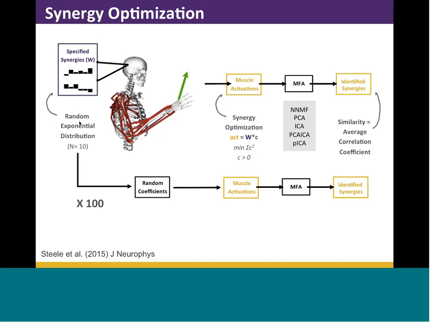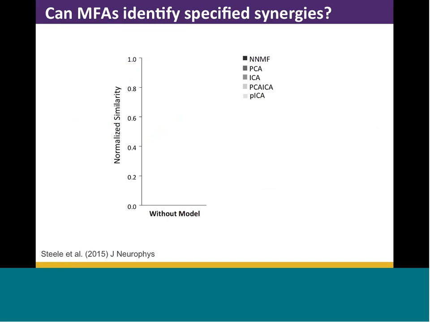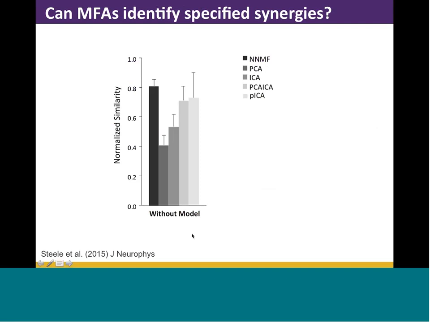All right, so any predictions on what happened? We'll go ahead and see. Well, I'm going to start out with the without-the-model effect. And so without the model, we had similar results to another study that had been earlier published by Matthew Tresh, where if we assigned random synergy activations, you can see that some algorithms actually did pretty well in identifying those underlying synergies that were specified.